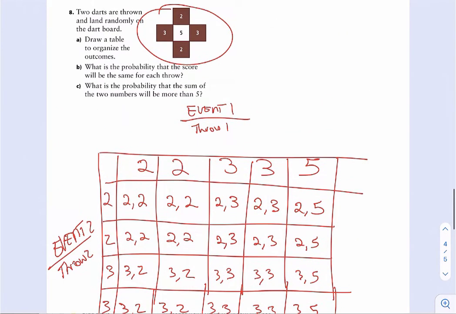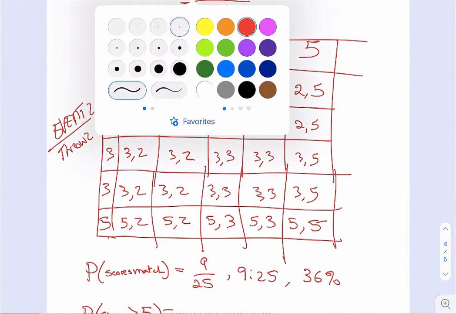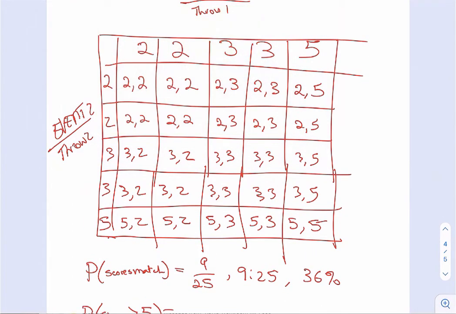Okay, the next question said, C, what's the probability the sum of the 2 numbers will be more than 5? Okay, so probability sum greater than 5. Okay, so sum again is an addition, the answer to an addition question. So we're going to add together the numbers inside the boxes. So that one's 4. 4 is not greater than 5. 5 is not greater than 5. 7 is greater than 5.